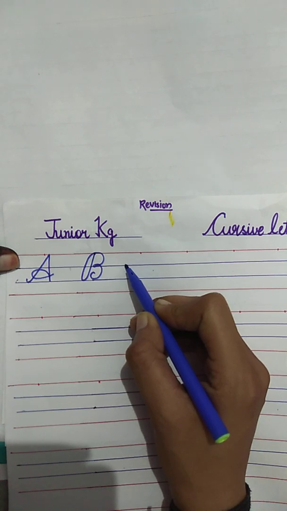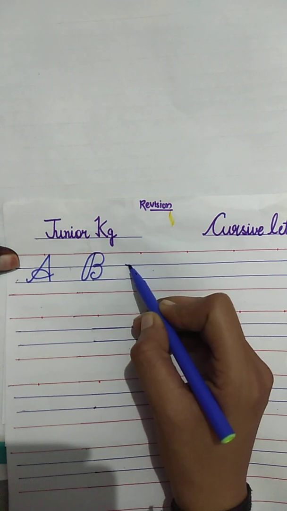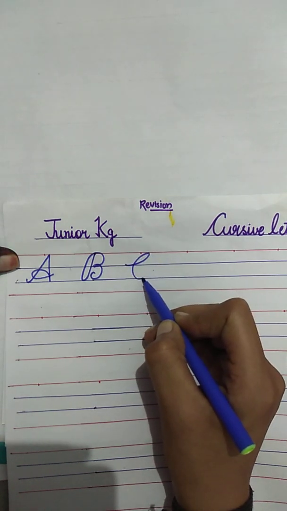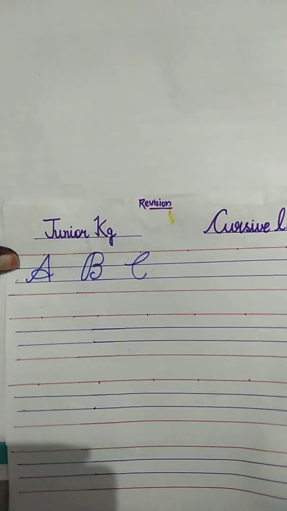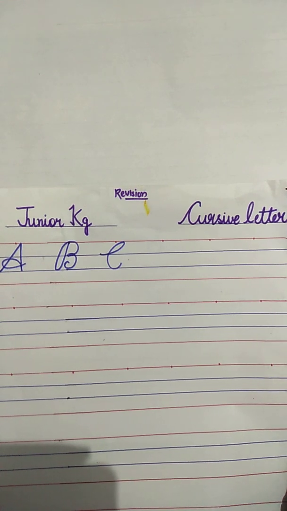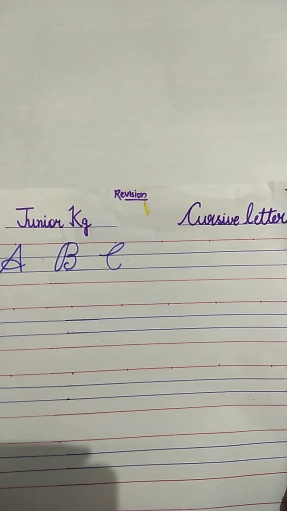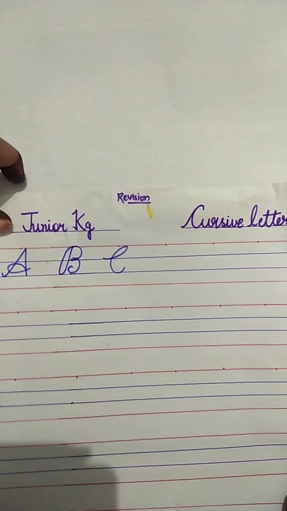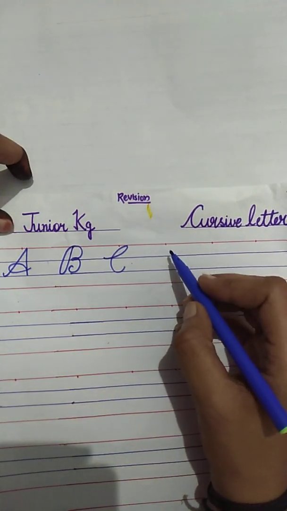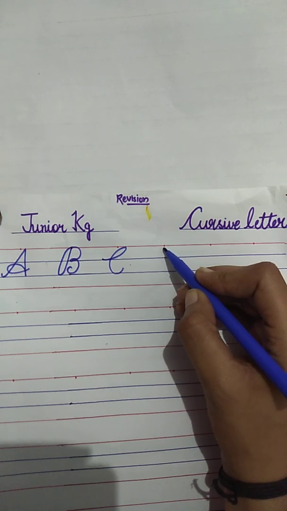C for cat. You have to put your pencil on the first blue line. Draw a curve, a semicircle and stop here. C for cat. The spelling of cat is C-A-T. Cat. Now the next letter is, tell me the next letter. D. D for duck. See here.